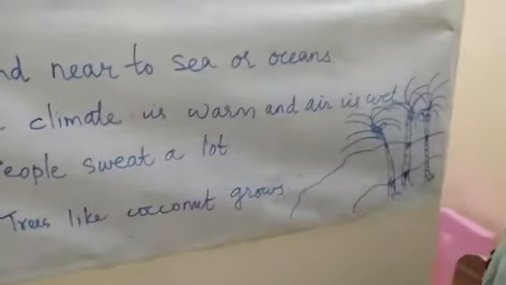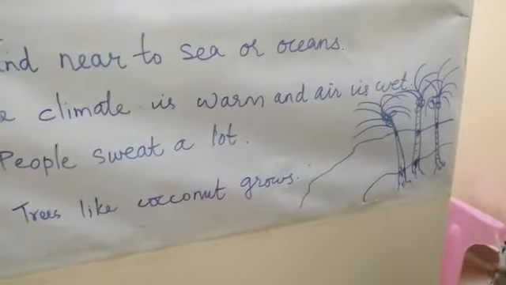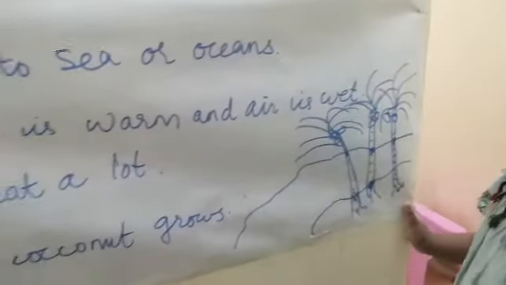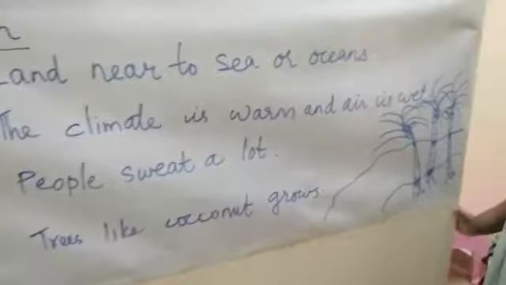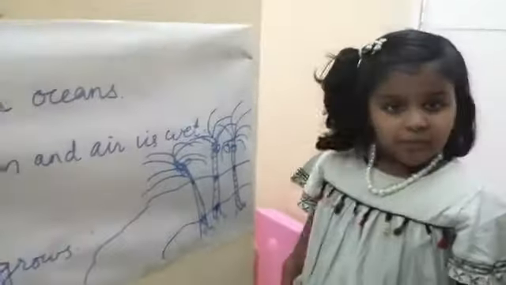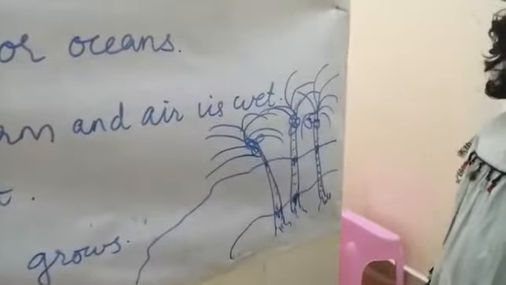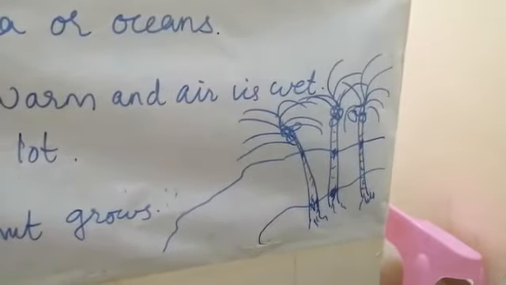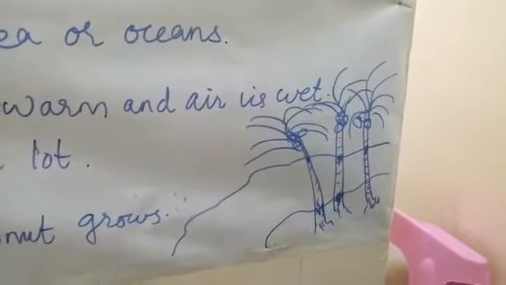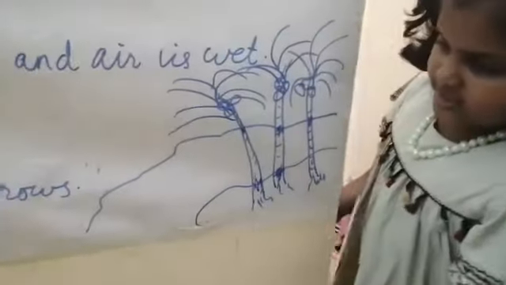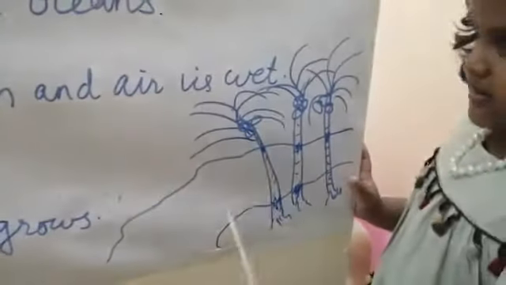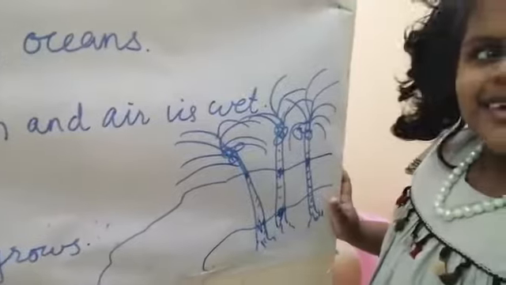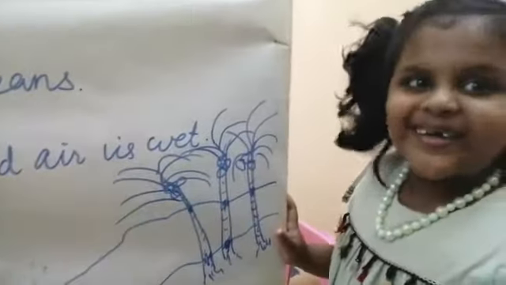Look. The climate in coastal areas is warm and the air is wet, so people sweat a lot. I have drawn a small picture of a coconut tree and ocean or sea. So this is the coastal area and this will be the ocean or sea.